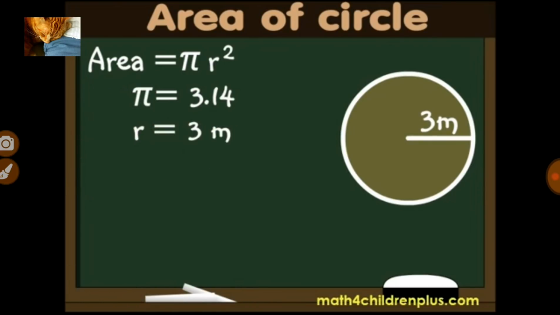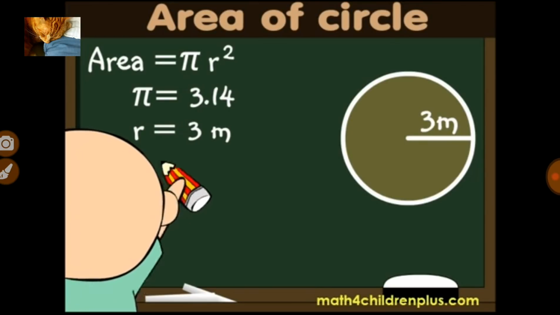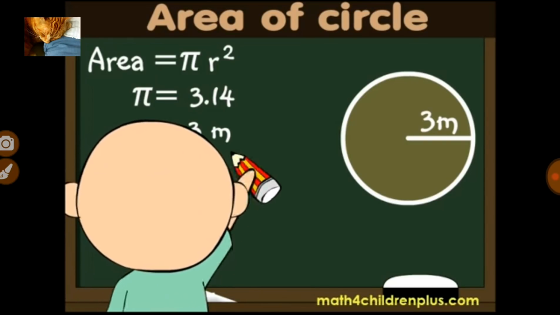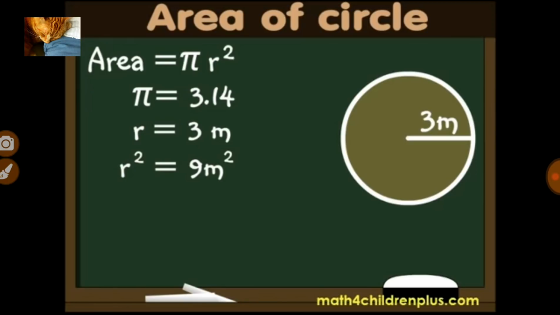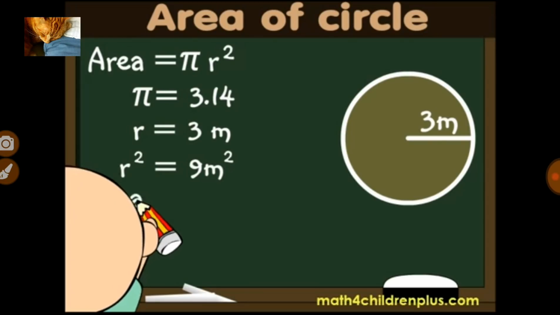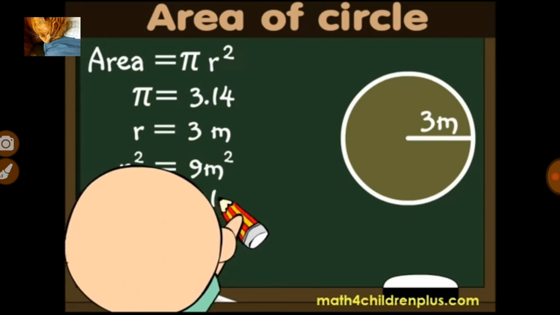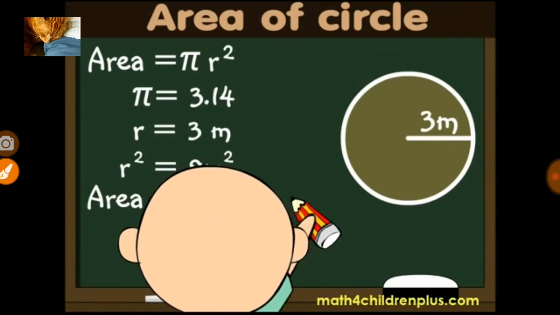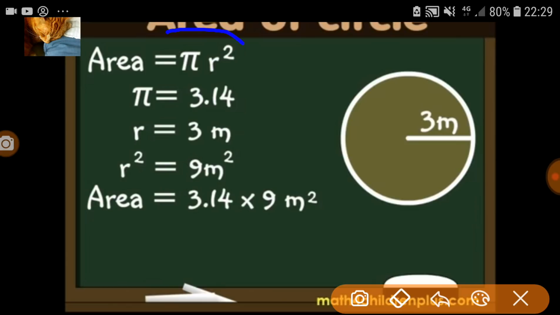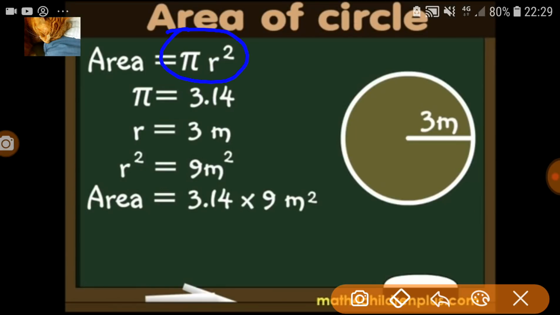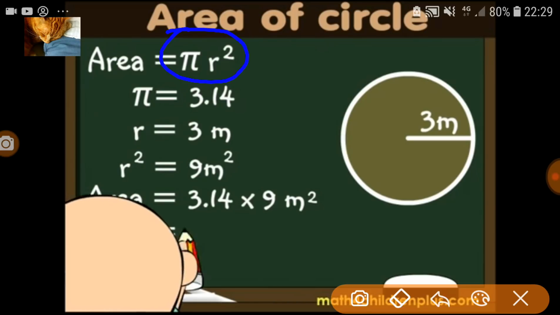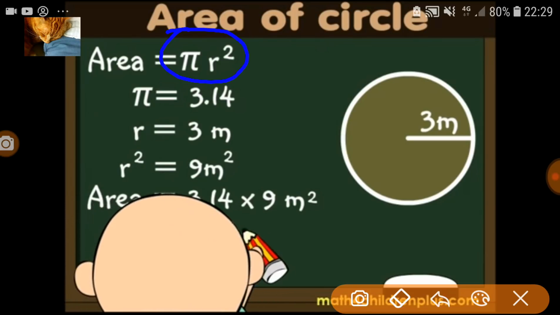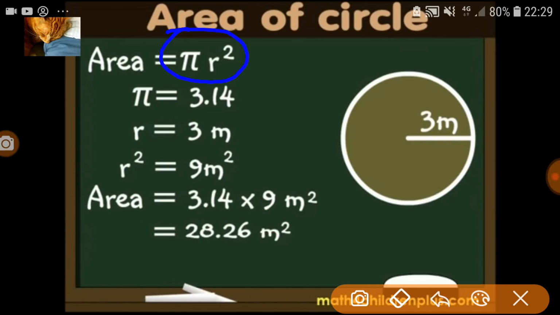The radius in this situation is 3 meters. Radius squared equals 9 meters squared for this circle. So the area of this circle is 3.14 times 9 meters squared. Are you ready to see the answer? Great! The area of this circle is 28.26 meters squared. There you have it, the area of a circle.